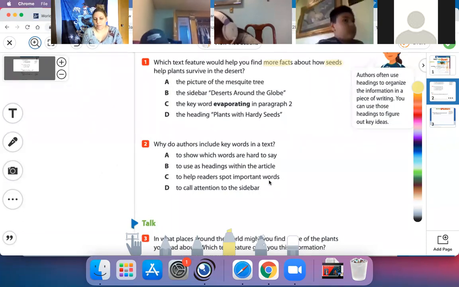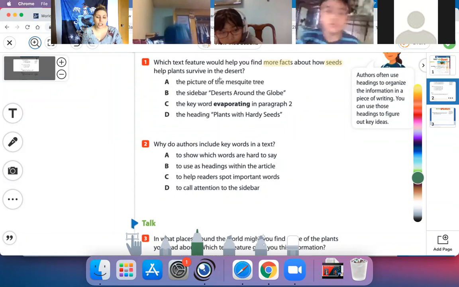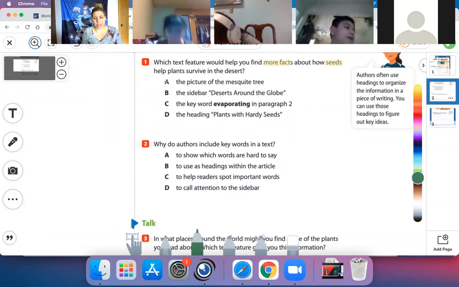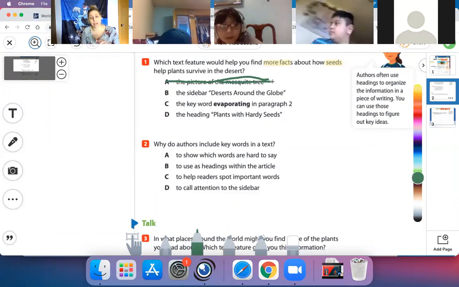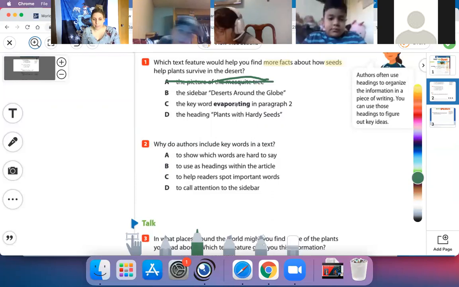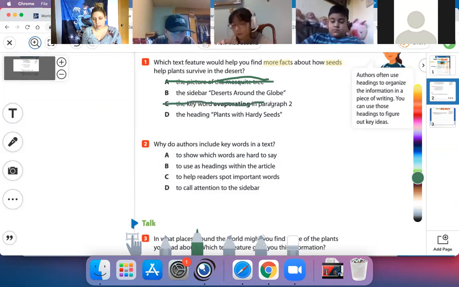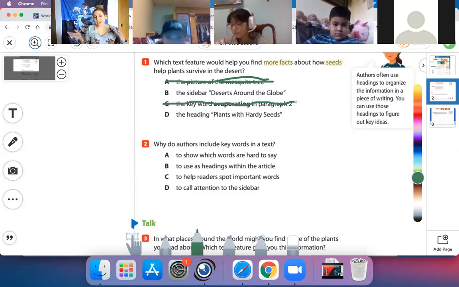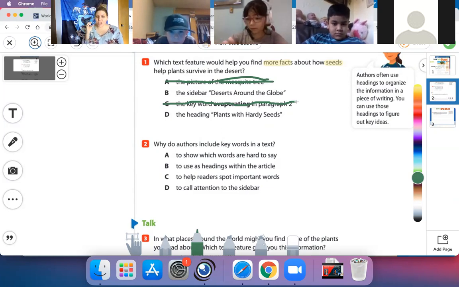So think about which one talks about seeds. This is an important word. So we're going to start by eliminating some that don't fit. The picture of the mesquite tree. If I just have a picture, that's not giving me more facts. It's just a picture. It's a very nice picture, but it doesn't give me more facts. And the keyword evaporating, that tells me how water leaves the plant. It does not talk about seeds anywhere near the word evaporating. So that leaves us with B and D. Those are the 2 that it could be. Now think about which one gives us more facts about seeds and how seeds help plants survive. That's the really key word here to help us make that choice.